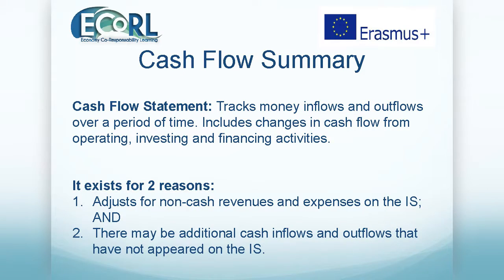in the cash flow statement from operating activities. And secondly, in the cash flow statement, there may be additional cash inflows and outflows that do not appear in the income statement. For example, capital expenditures that we saw before. They do not appear in the income statement because these capital expenditures do not affect taxes, and that's one of the main two reasons why an item should appear on the income statement. So in this case, it doesn't, and we account for it in the cash flow statement.